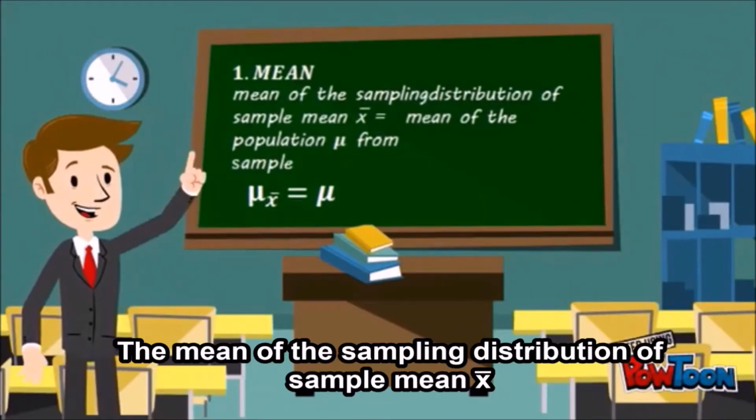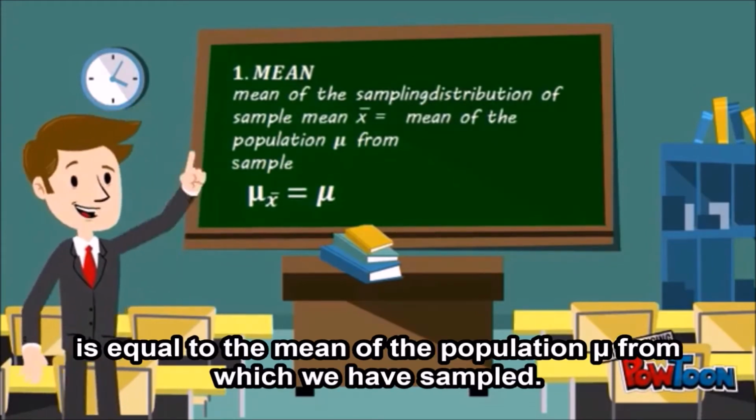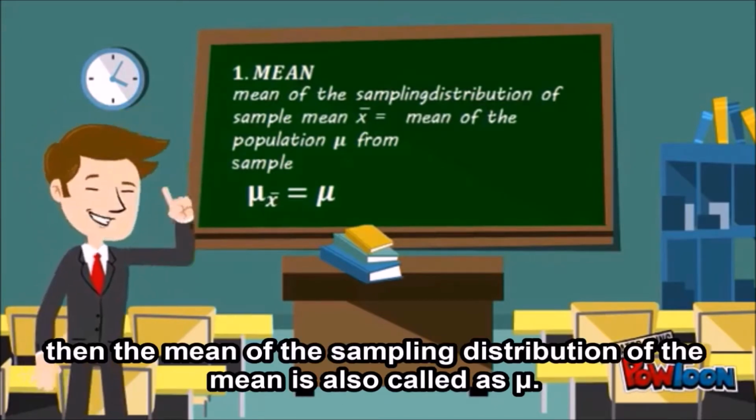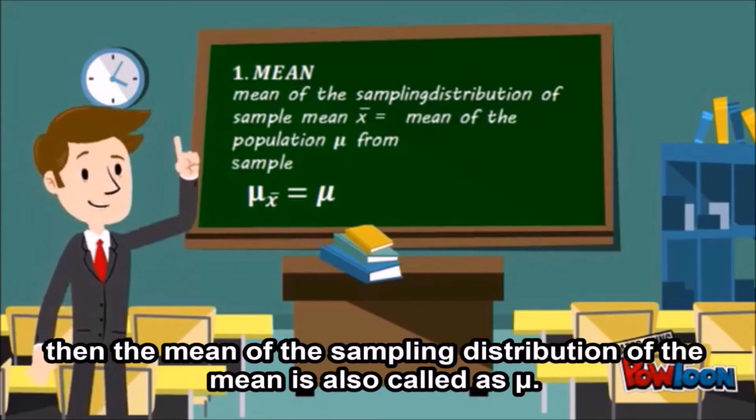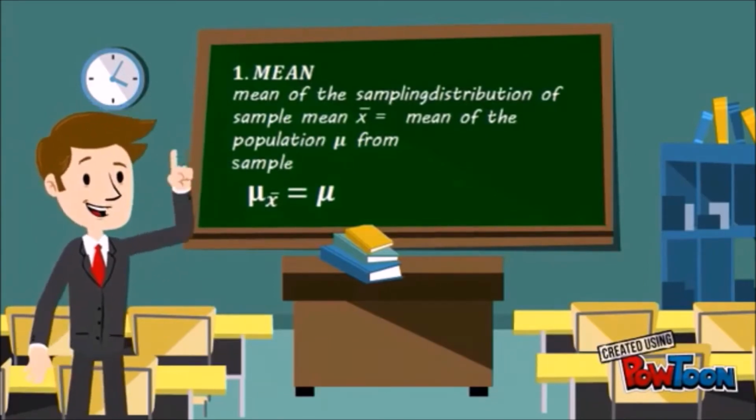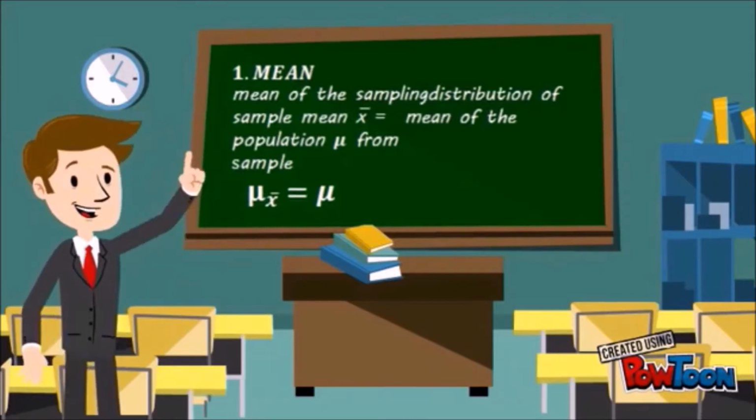The first one is mean. The mean of the sampling distribution of mean is equal to the mean of the population from which we have sampled. Therefore, if a population has a mean mu, then the mean of the sampling distribution of the means is also called mu. The symbol mu x bar refers to the mean of the sampling distribution of the mean. The formula can be written as below.